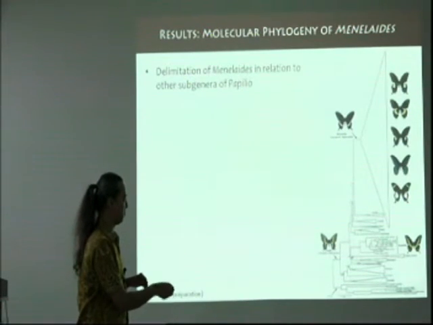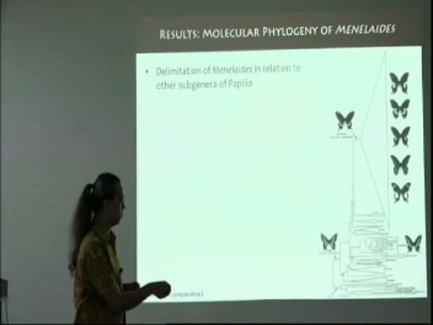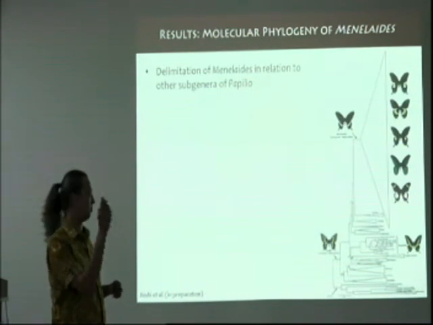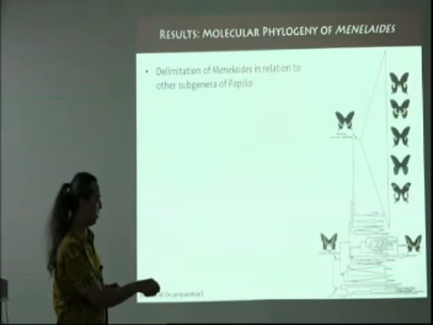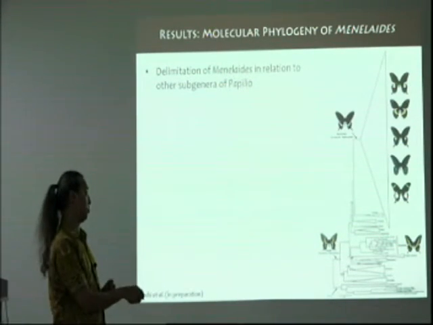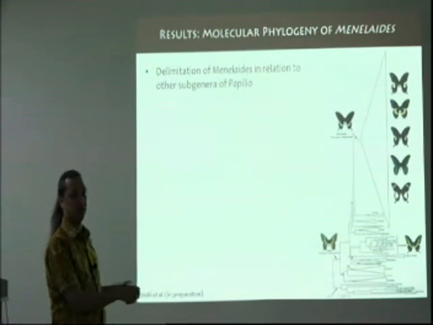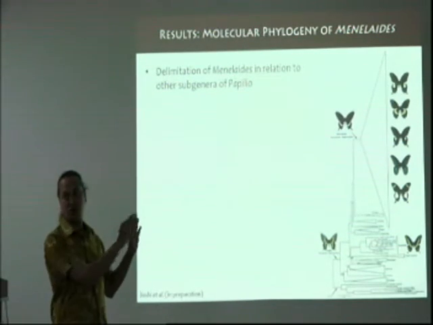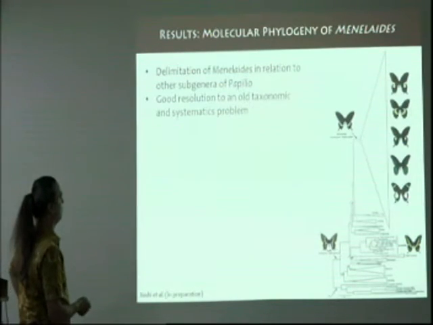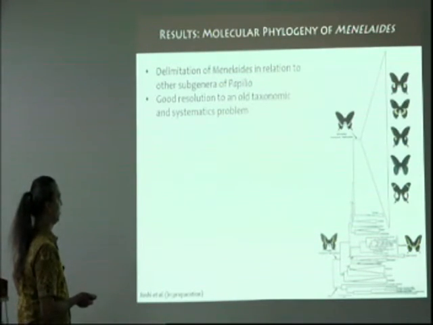And there has been a lot of confusion about where these things should go. This red clade, the colors are not particularly vibrant in the projector, but this is red. This red clade was supposed to be inside Menelaus, but it's actually not even close to the different metals. So we took that out to make this monophyletic. So that's one nice taxonomic resolution to a very old taxonomic problem.